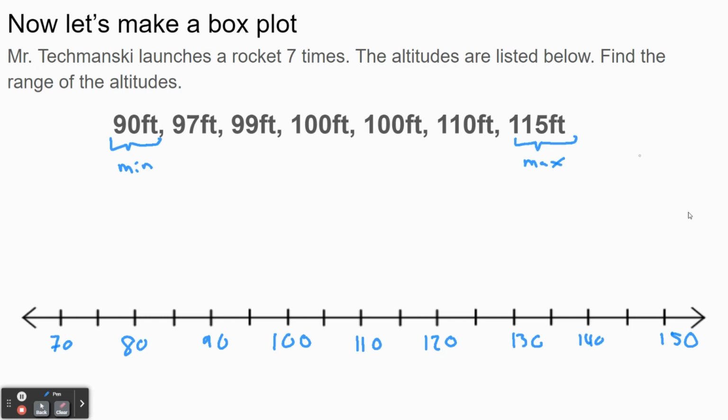First thing that we want to do is put the minimum and the maximum as points on our plot. So our minimum is 90, so we're going to put a point here. Our maximum is 115, so we're going to put a point here. Next thing that we want to do, you may remember from the previous video, again, watch that first if you haven't, but we're going to need to find the median. If you don't remember what the median is, it's the middle of the data set.